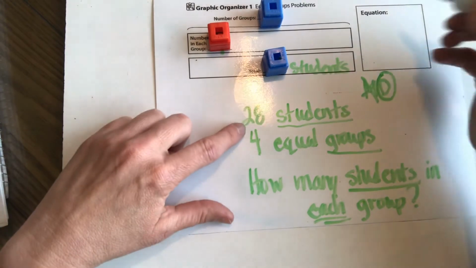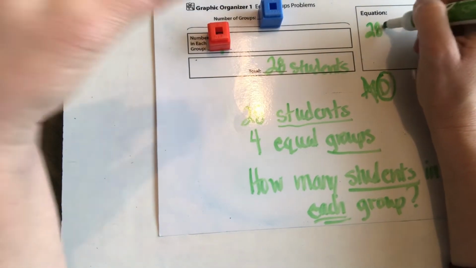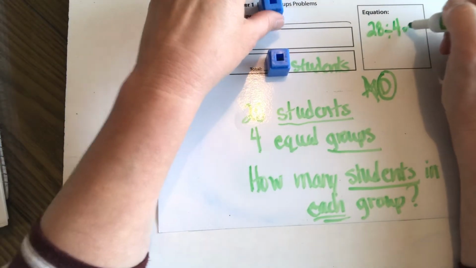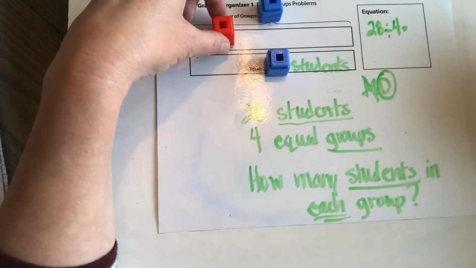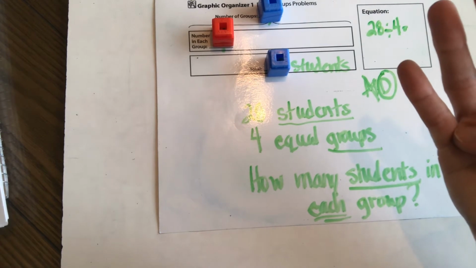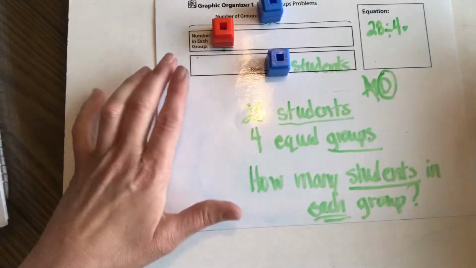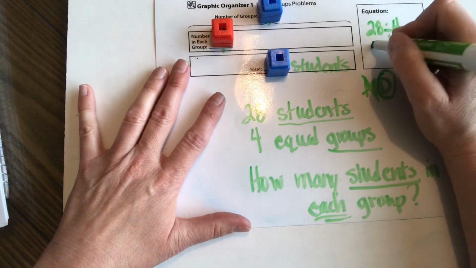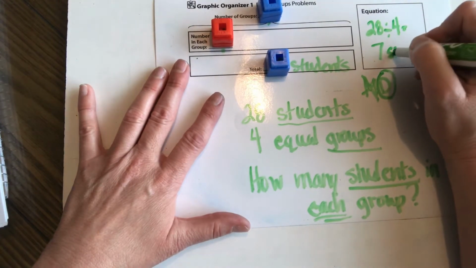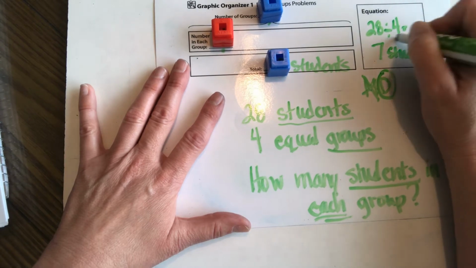So let's do this. I'm going to start with my whole, which is 28. I'm going to divide by the number of groups, and that's going to tell me how many in each. So let's count by 4 to 28. 4, 8, 12, 16, 20, 24, 28. Aha. 7 what? How many students? 7 students in each group.